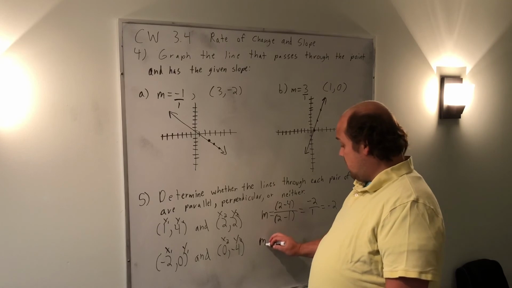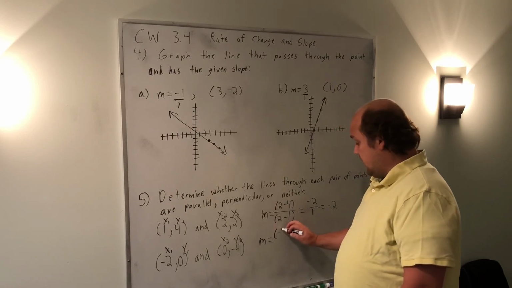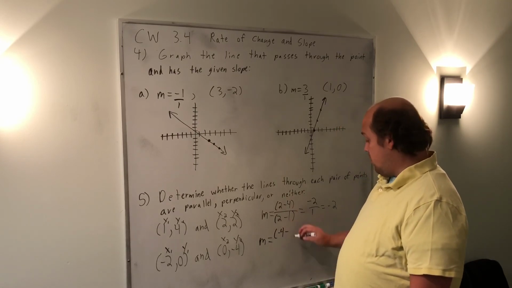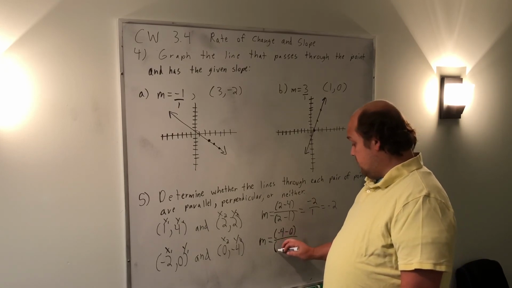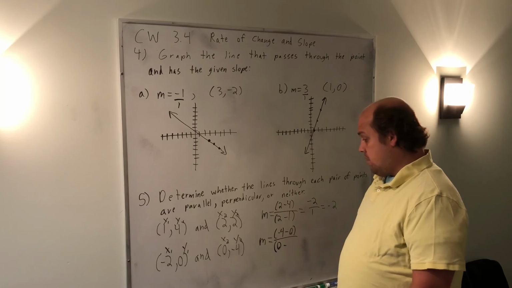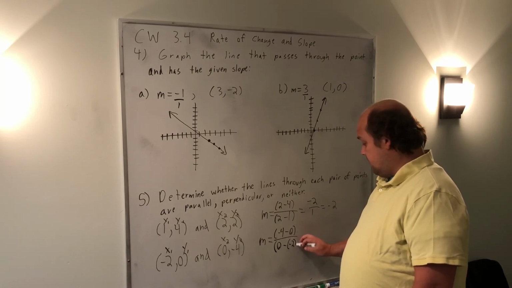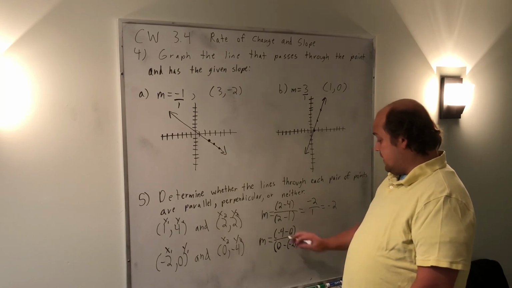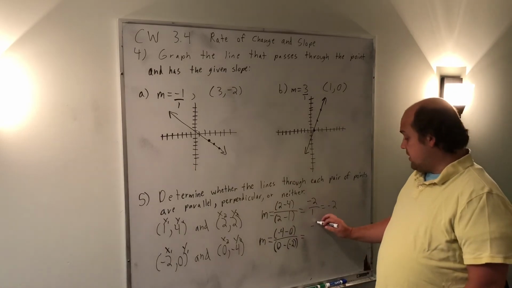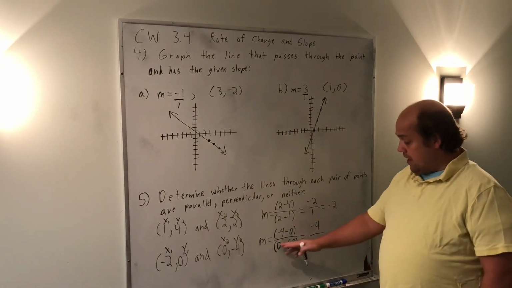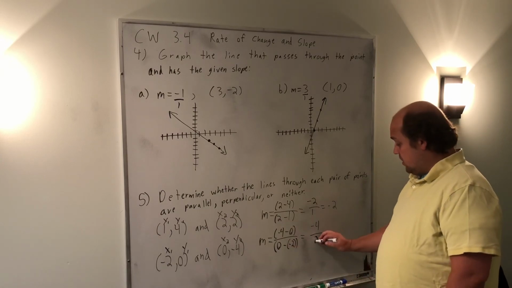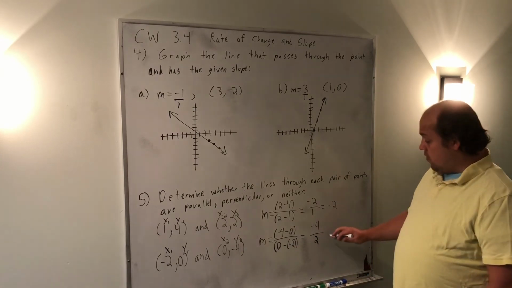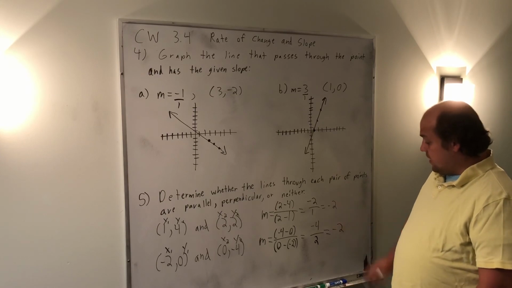For this one, I start out with y2, -4. I subtract y1, 0. I divide that by x2, 0, minus x1, -2. On top, -4 minus 0 just gives me -4. On bottom, 0 minus a -2 is really 0 plus 2, which gives me 2. -4 divided by 2 gives me -2.